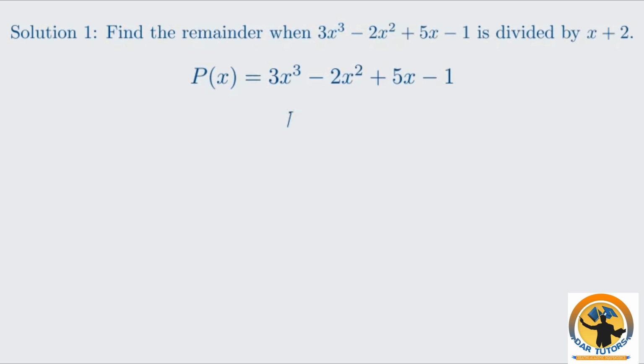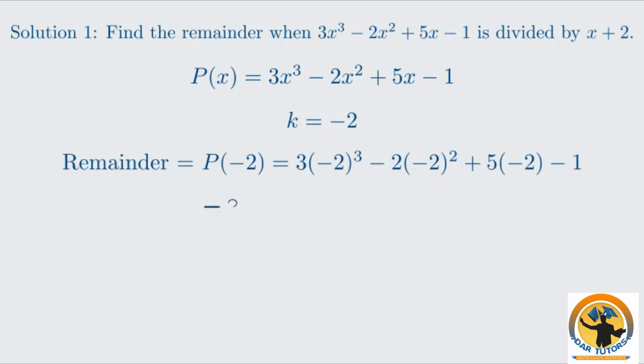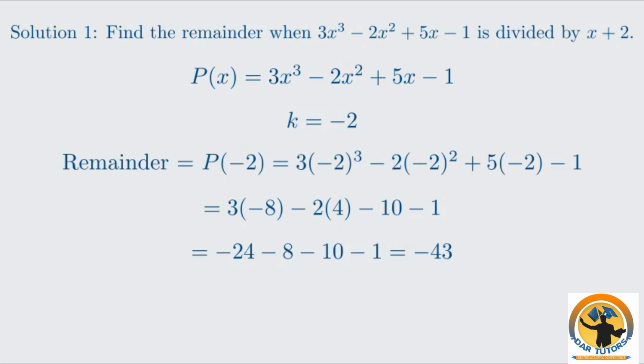Welcome back. Let's go through the solutions to the practice questions. For question 1, we use the remainder theorem. The divisor is x plus 2, so k is negative 2. The remainder is p of negative 2, which is 3 times negative 2 cubed minus 2 times negative 2 squared plus 5 times negative 2 minus 1. This simplifies to negative 24 minus 8 minus 10 minus 1, which equals negative 43.